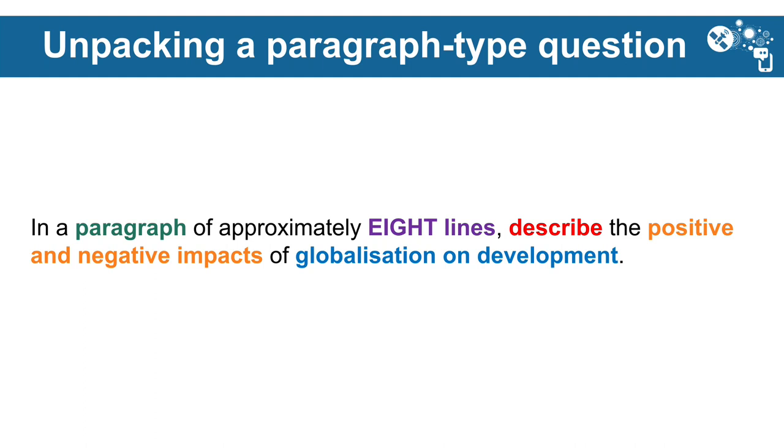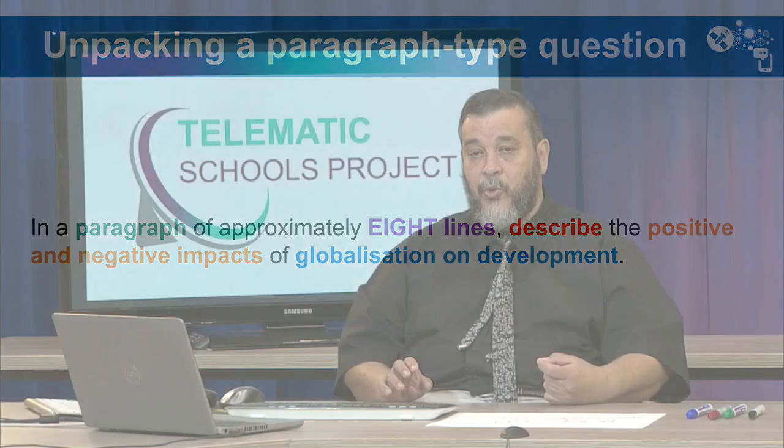Describe, there's my action word. I've identified it, I underlined it in red. In this case, I typed it in red. But find the action word. I must describe something. In other words, I need to explain it. I must describe it. Full sentences. What must I describe? The positive and negative impacts of globalization on development. Remember I spoke about the 1 thing or the 2 things or the 3 things earlier? The examiner is asking me to do 2 things. I must describe the positive impacts of globalization on development. Then I must also describe the negative impacts of globalization on development.